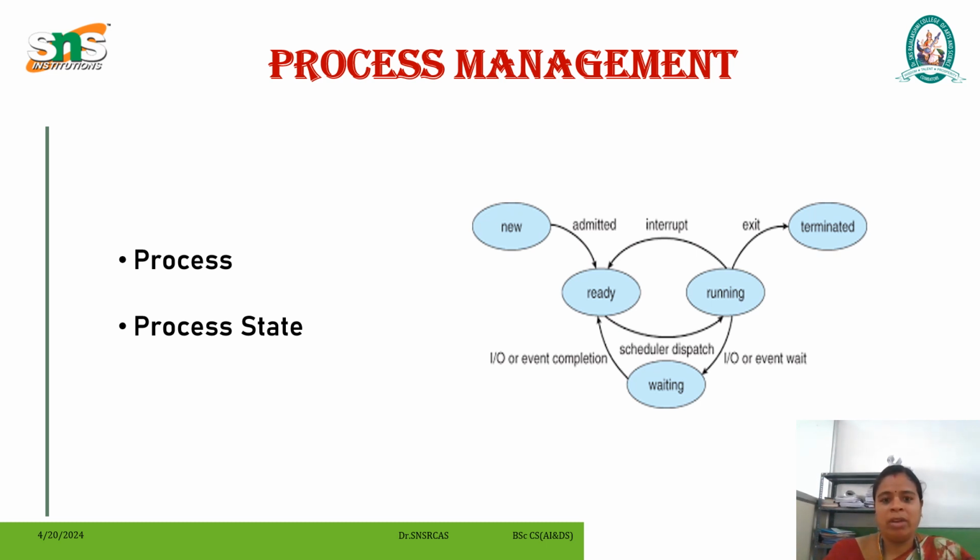Next one, waiting. Waiting is nothing but the process is waiting for some event to occur, such as input output device completion or reception of signals. Next one, ready state. Ready state is nothing but the process is waiting to be assigned to a processor. Next one, terminated. Terminated is nothing but the process has finished execution.